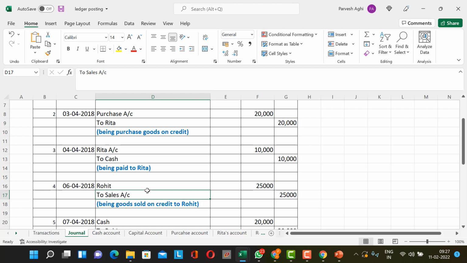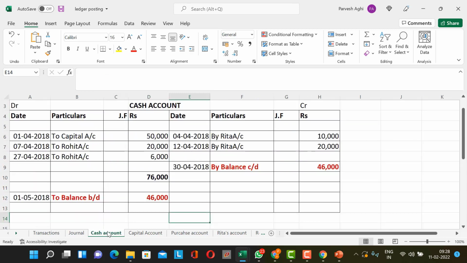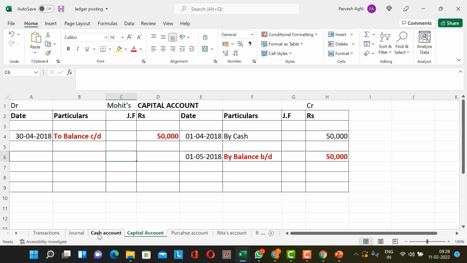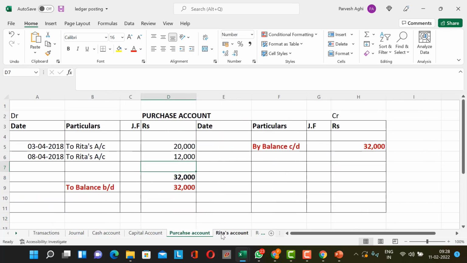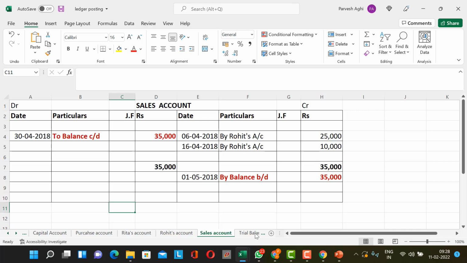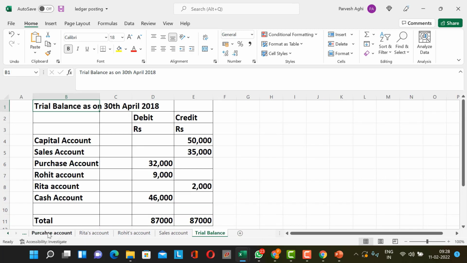Now what we have to do is generalize these transactions. We have journalized these transactions. Now we have to put them in the ledger. We should have a cash account, and a capital account. So this is Mohit's capital account. Then the cash account, purchase account, retail account, Rohit's account, and then the sales account. And then finally the trial balance. Trial balance will come later.